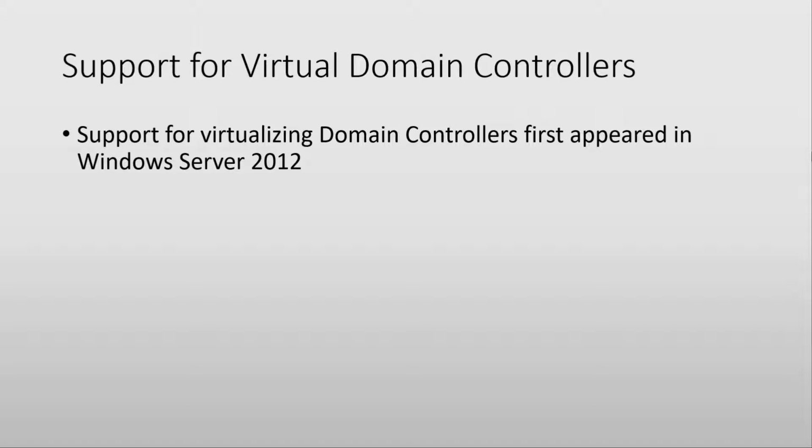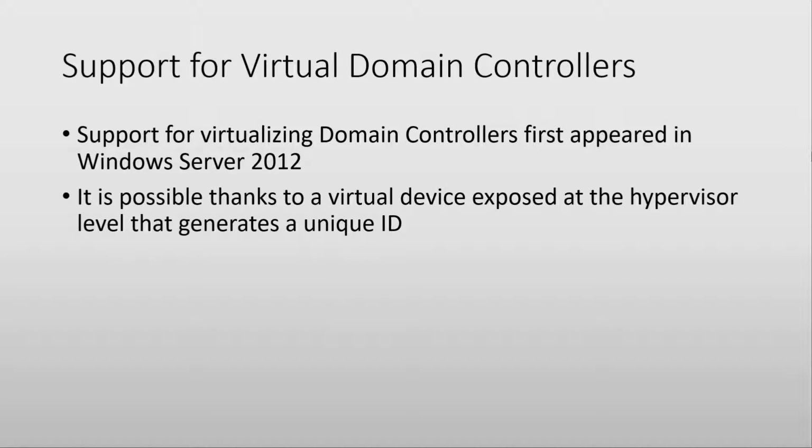So, in Windows Server 2012, Microsoft brought us official support for virtualizing domain controllers. This means that now domain controllers can be snapshotted and then reverted or cloned and any other thing that you could think of that has to do with virtualization. And how does that work exactly?